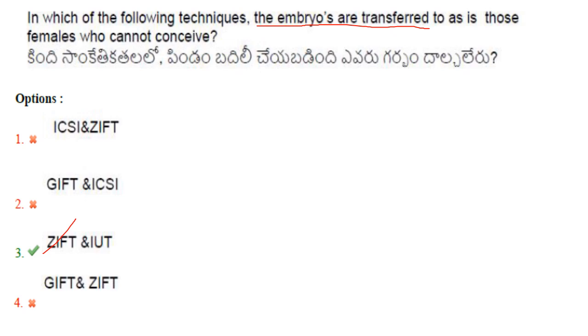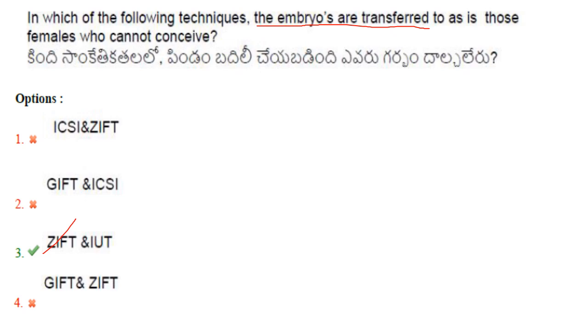Then in which of the following techniques are the embryos transferred, as in those females who cannot conceive? So the embryo has to be transferred. Okay. Now what is ICSI? It is intracytoplasmic sperm injection, and in this method a single healthy sperm is injected into an ovum, and it is done in the case where the sperm count is very low.